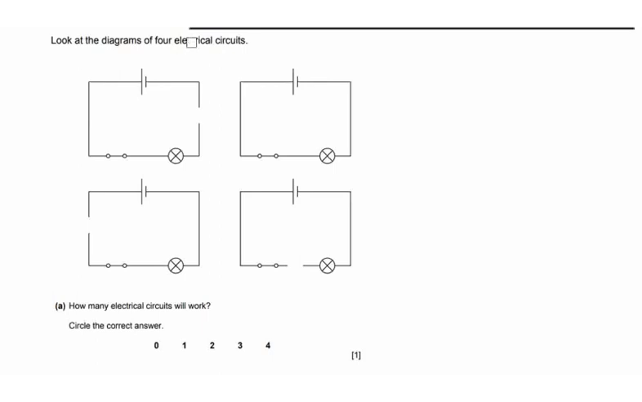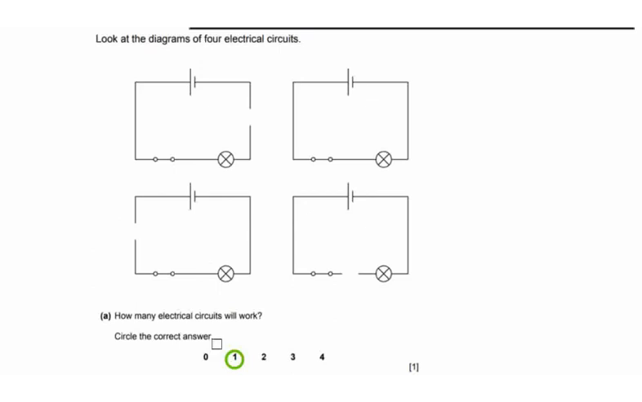Look at the diagram of 4 electrical circuits. Question A. How many electrical circuits will work? Circle the correct answer. Well, the answer is only one circuit will work, because the other has a gap, this has a gap, this has a gap, and this has a gap. Only this one circuit will work.